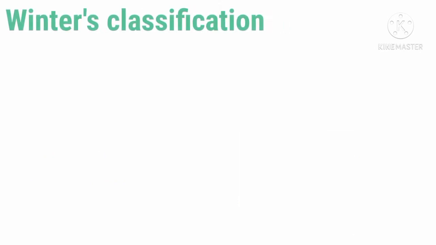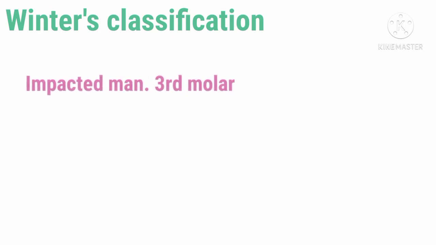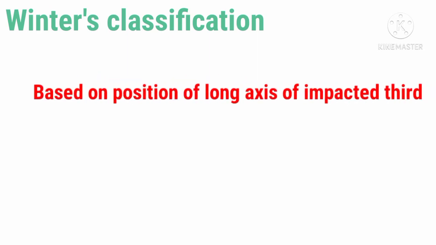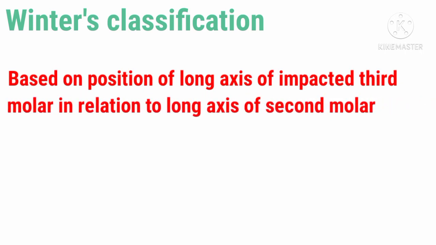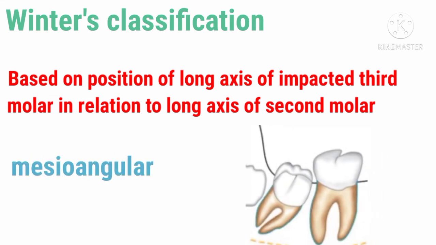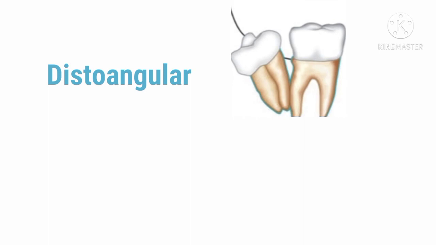Winter in 1926 classified the impacted mandibular third molar based on the position of the long axis of the impacted third molar in relation to the long axis of the second molar into mesioangular, that is, the crown of the impacted third molar is tilted mesially. Distoangular, that is, the crown of the impacted third molar is tilted towards the distal direction.